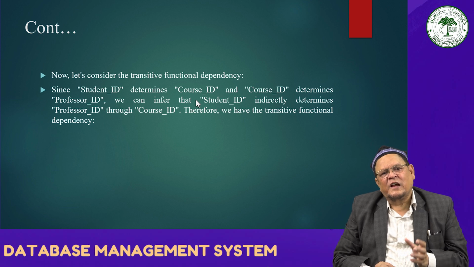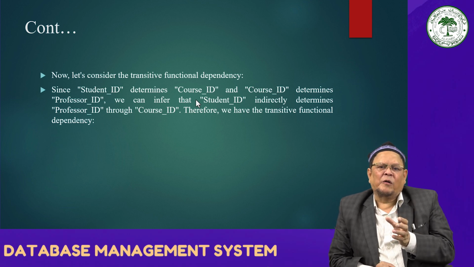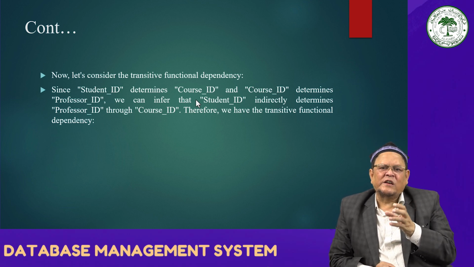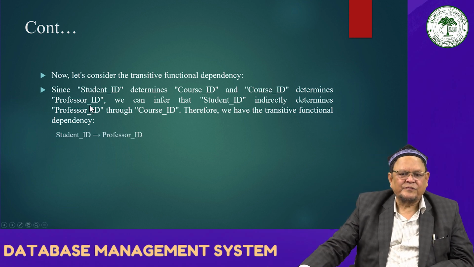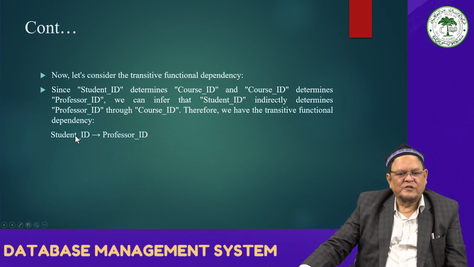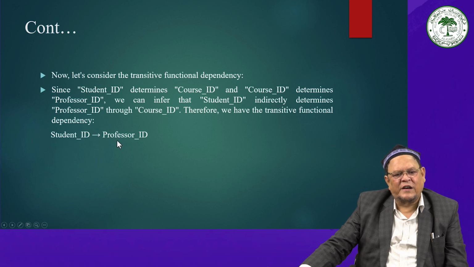It means A determines B and B determines C. I mean to say that we can say that A determines C also. This is called transitive. So here, on the screen, you can see a student ID determines professor ID.